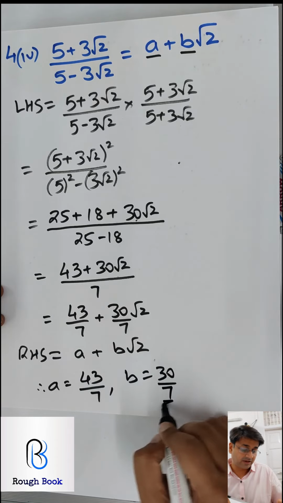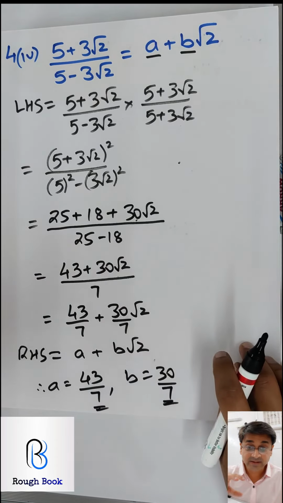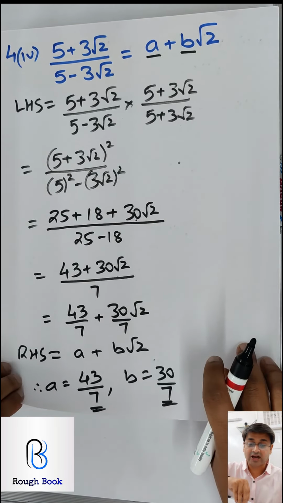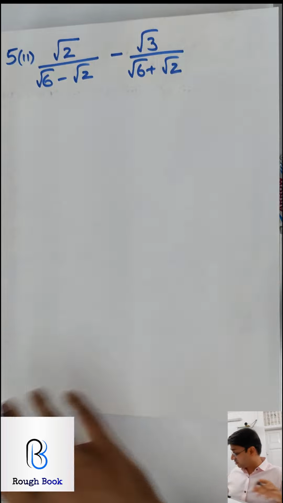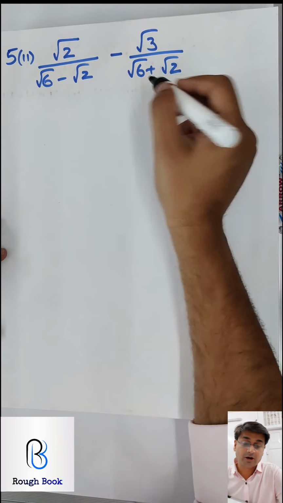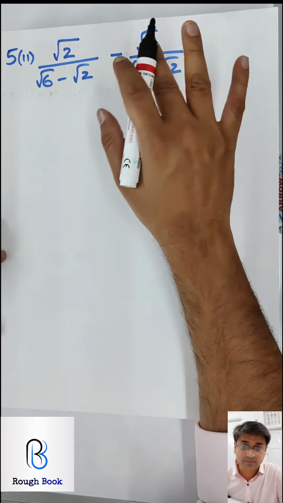30 upon 7. Do you get it now? Easy? Am I making it really simple for you? Brilliant. Let me know in the chat box. Chat box means in the chat that you have joined in the Roughbook app. Come on, pick it up here. 5 part 2, just simplify, okay?